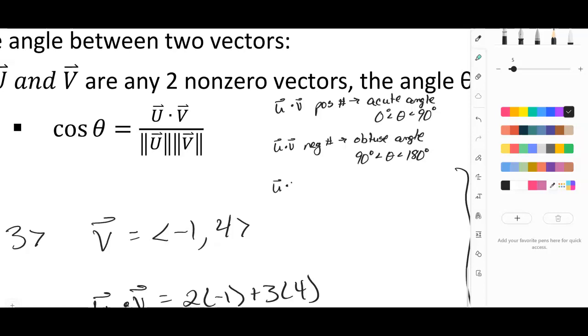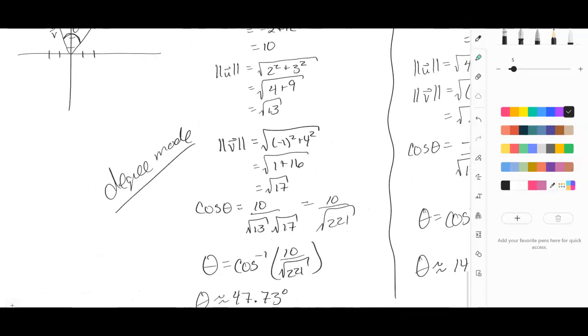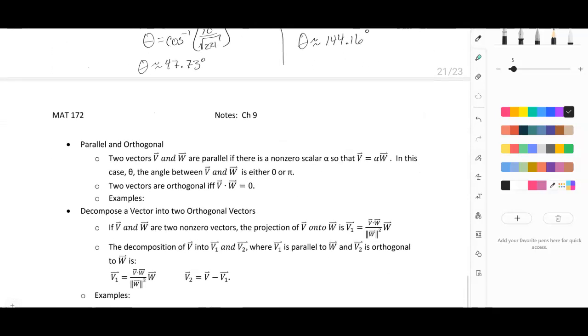And if u dot v is 0, then we know the inverse cosine of 0 is 90 degrees. And what that means is that u and v are perpendicular. And another word for perpendicular is orthogonal. So we can start talking about orthogonal vectors or perpendicular vectors. And that's only going to happen when that dot product is equal to 0.